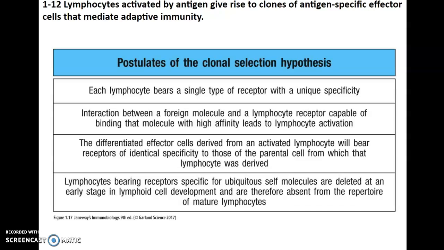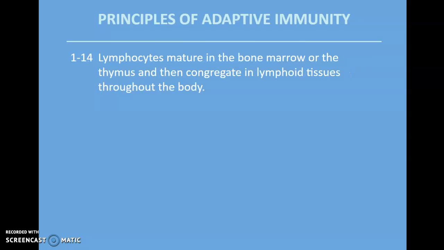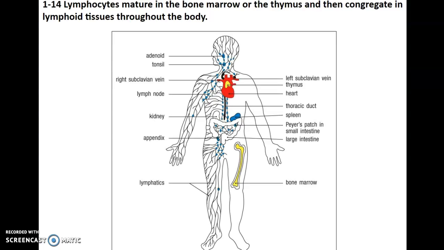If they are against self, they will be eliminated through tolerance mechanisms, so that we won't have any autoreactive lymphoid cells. And so a healthy individual should not have any B cells or T cells that are against self. And we will talk about autoimmunity later in the semester.